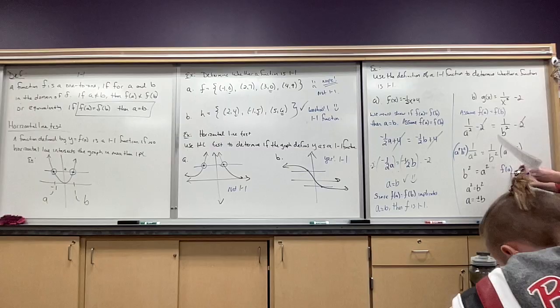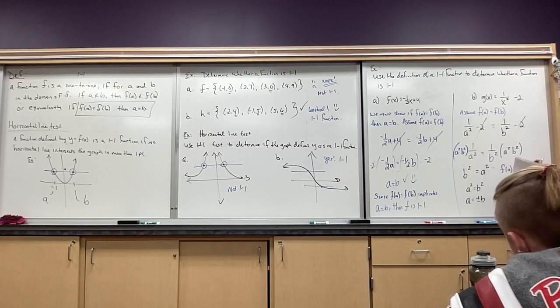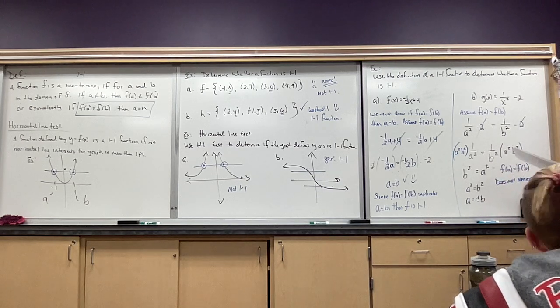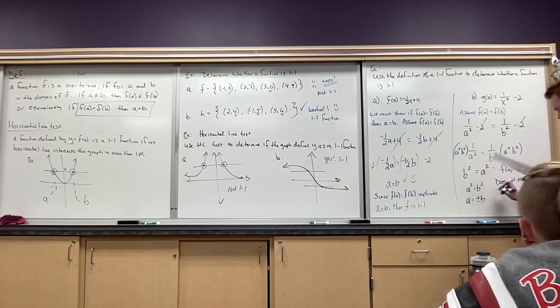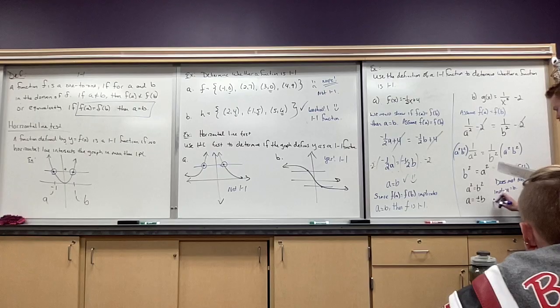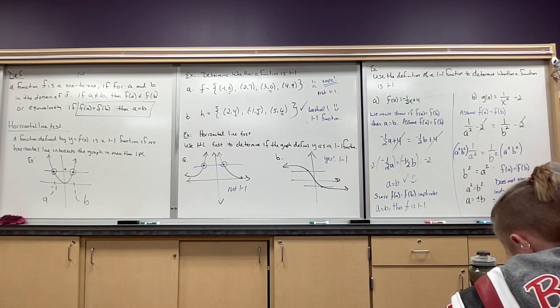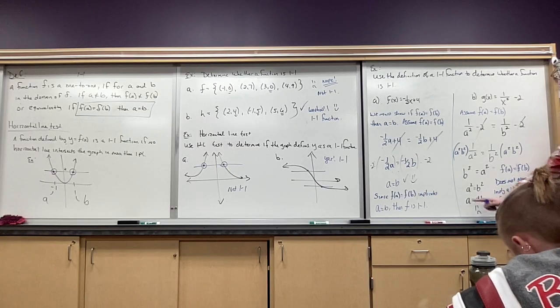So f of a equals f of b does not necessarily imply a equals b, therefore f is not 1 to 1, okay? So yeah, this did not work. Again, the only reason why I took an extra step is to kind of flush it out over there so you can kind of see that.